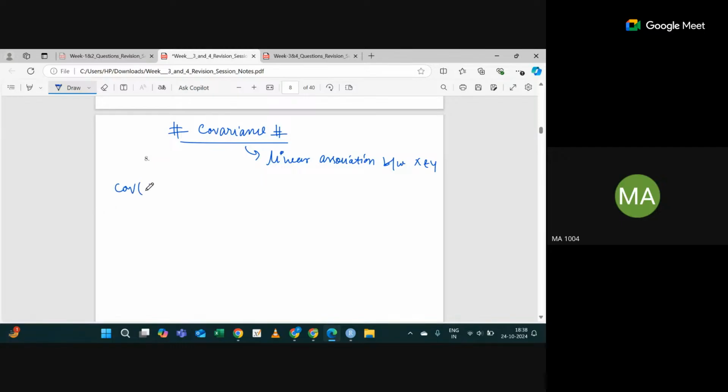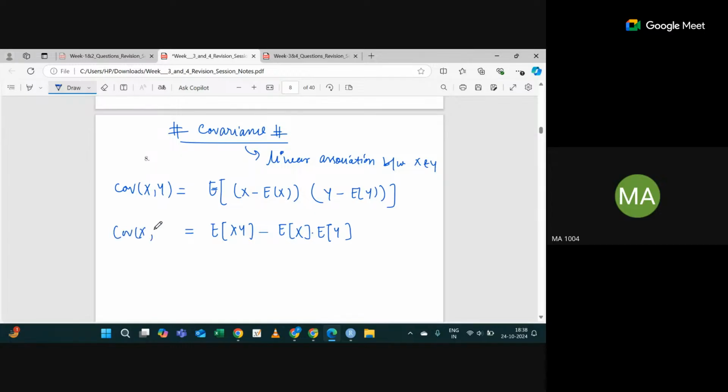The covariance between x comma y has the formula: expectation of (x minus expectation of x) into (y minus expectation of y). If you solve this, you will get expectation of x into y minus expectation of x into expectation of y. So this is the formula for covariance between two random variables x and y. Whenever you are asked for the covariance between x and y, just proceed with this.